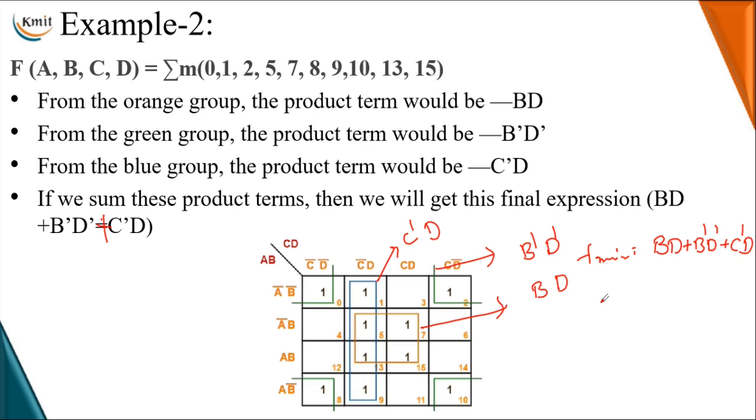So a quad can eliminate 2 variables. A pair can eliminate 1 variable. An octet can eliminate 3 variables from each group.